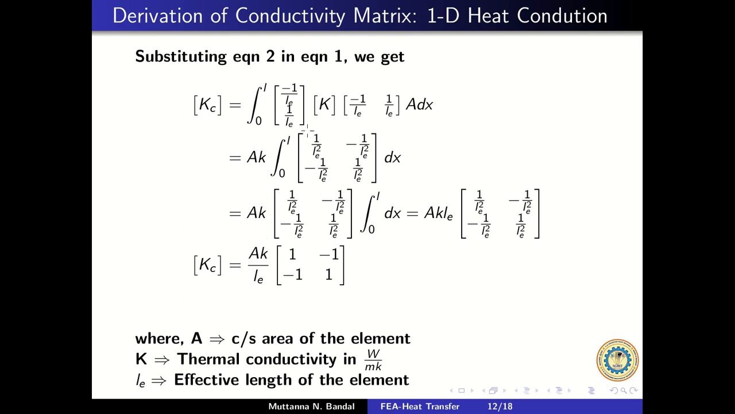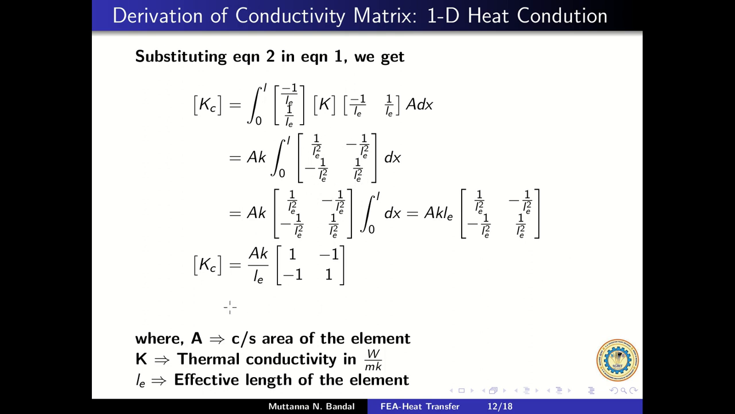I hope you already know how to multiply this term, because it is a row into column. Minus 1 times minus 1 becomes plus 1, L into L square. And minus 1 into 1 is minus 1, L into L is L square. Similarly, 1 into minus 1, L into L square is L, equal to L square here, and this is 1 divided by L square. So this will be a 2 by 2 matrix.